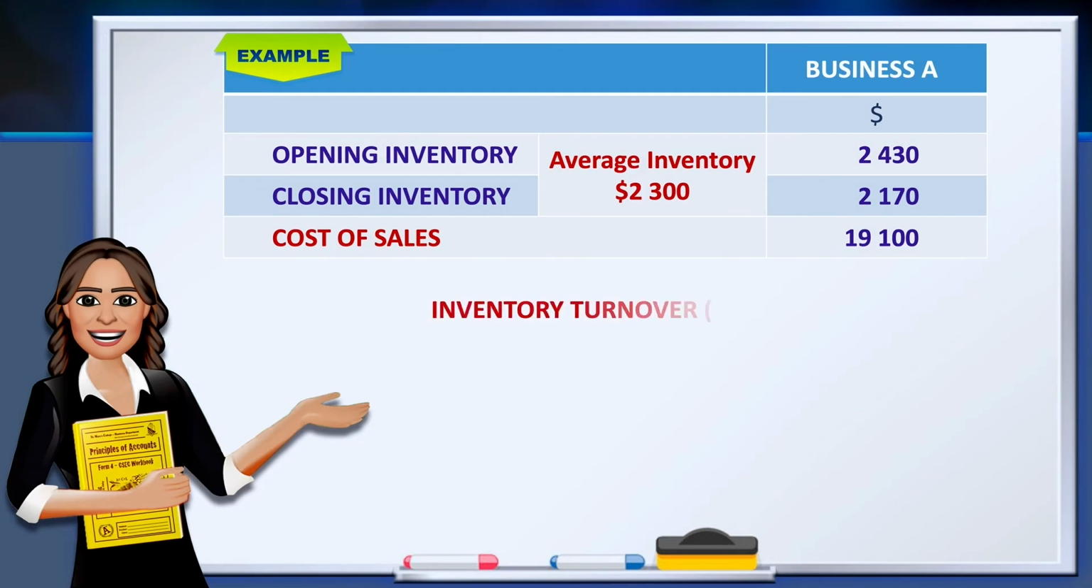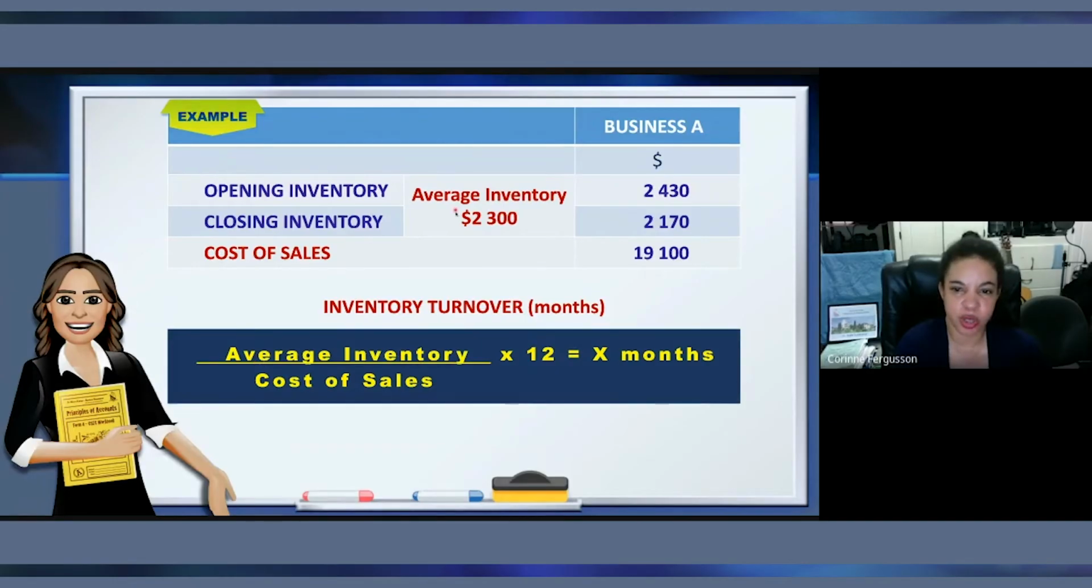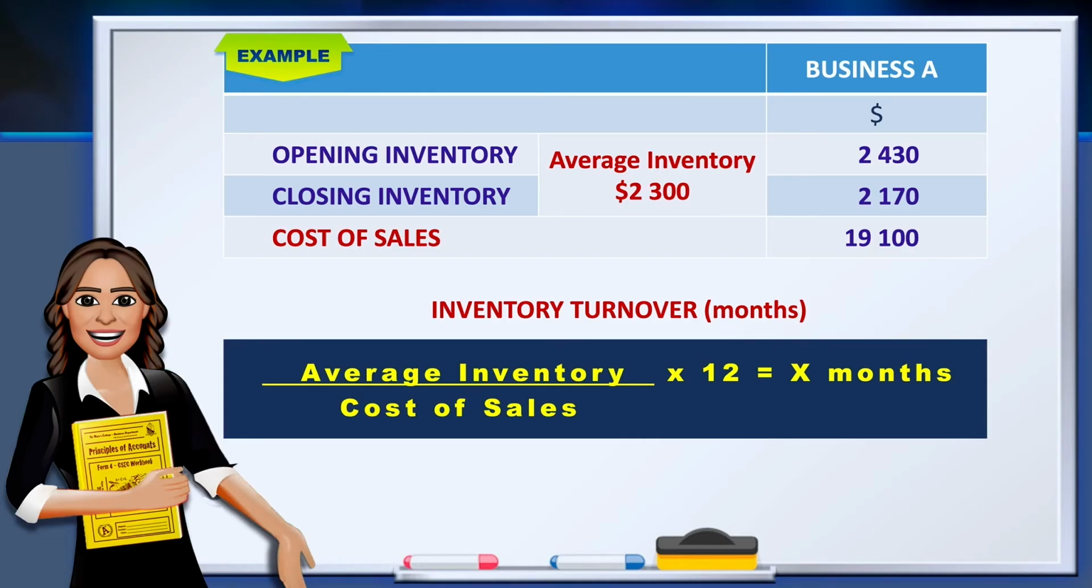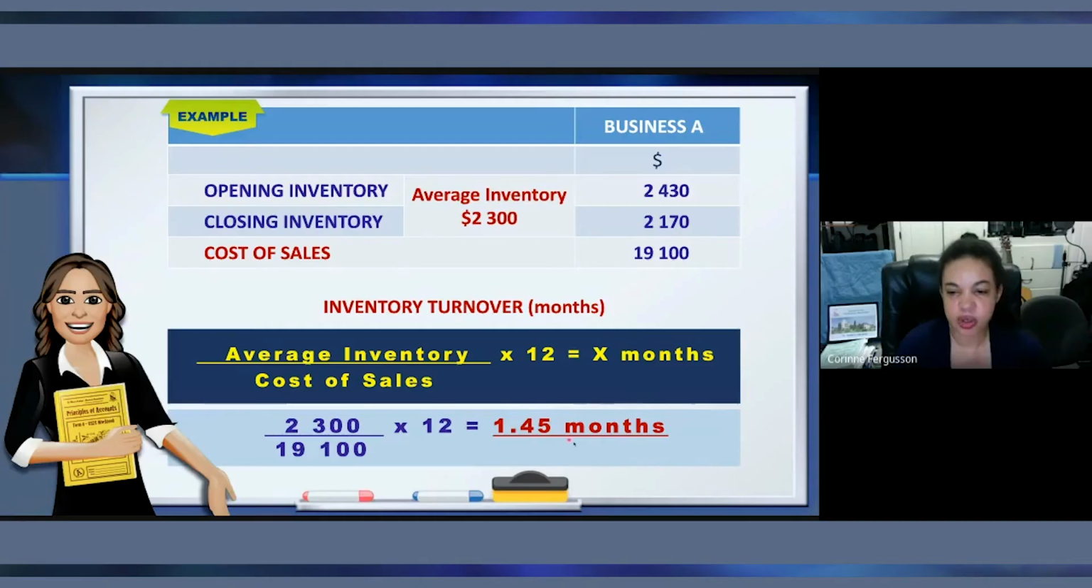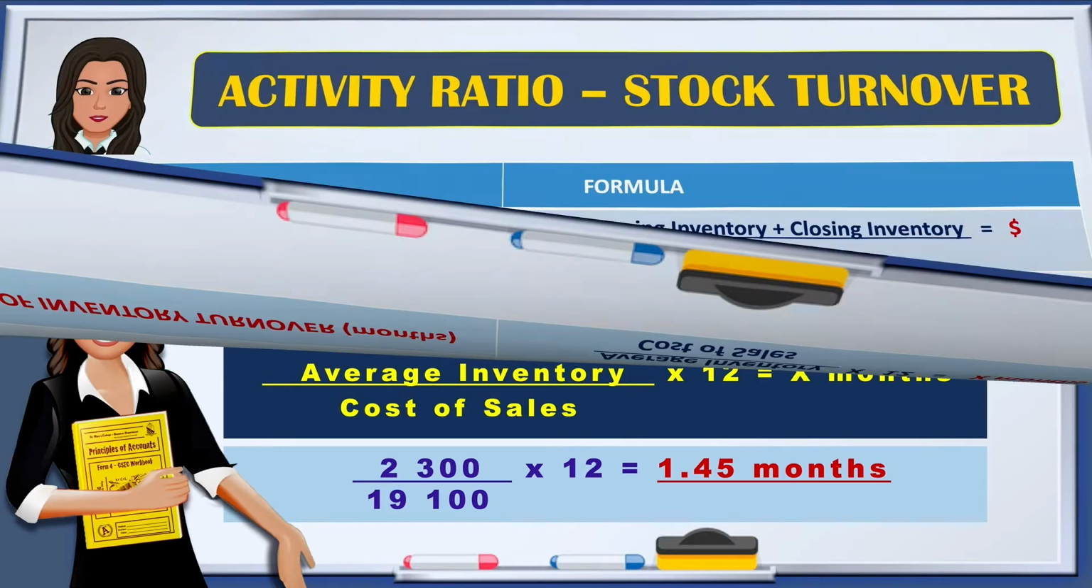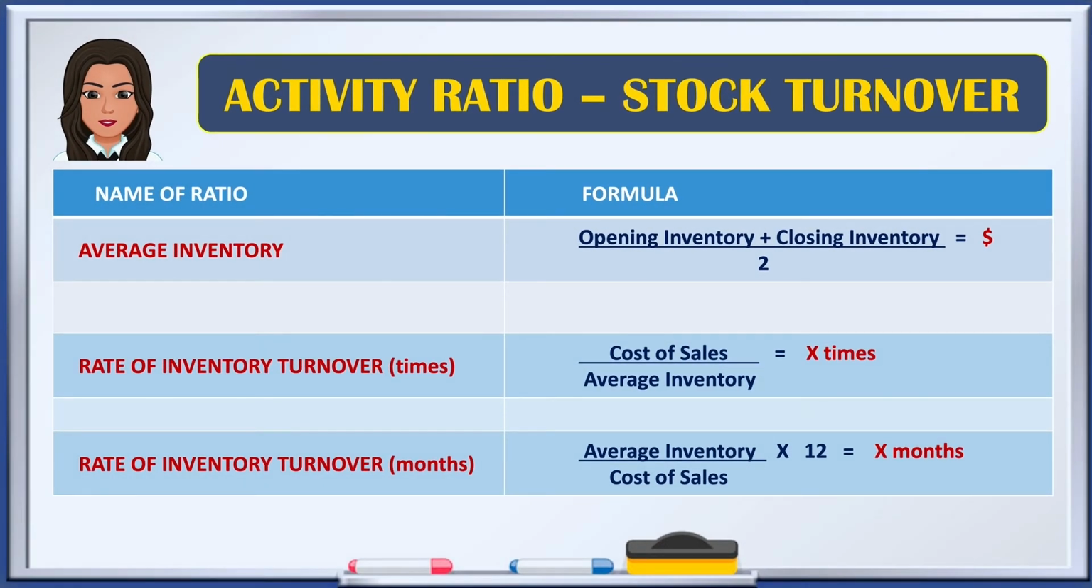So it's the same information, but because they ask in this case to express it in terms of months, the formula would be the average inventory, which we had worked out as 2,300, over your cost of sales, which is 19,100, and then multiply by 12. And that gave an answer of 1.45, and you add months. So what it means is that it takes about 1.45 months per year to sell the inventory, which is, I guess, not so bad.